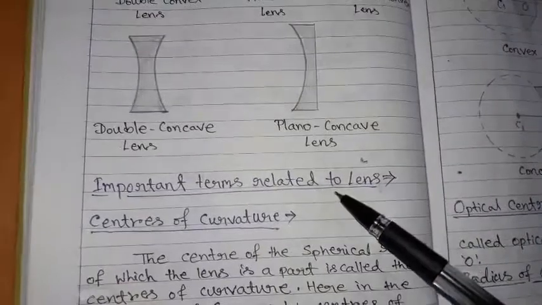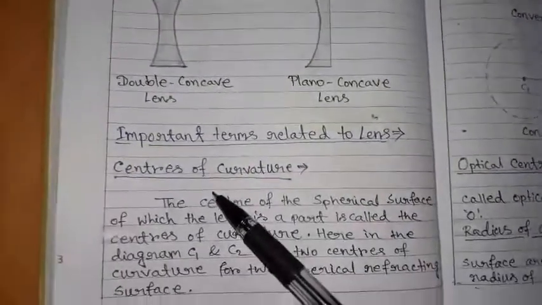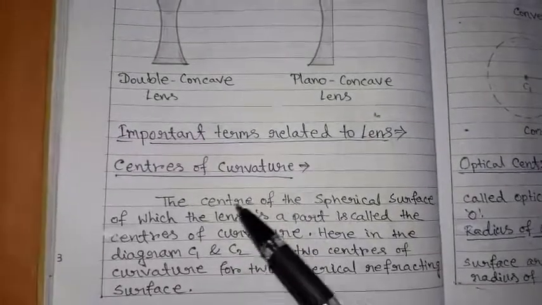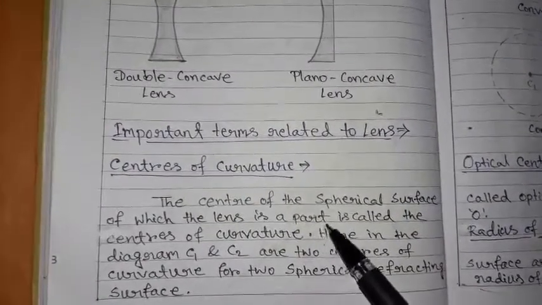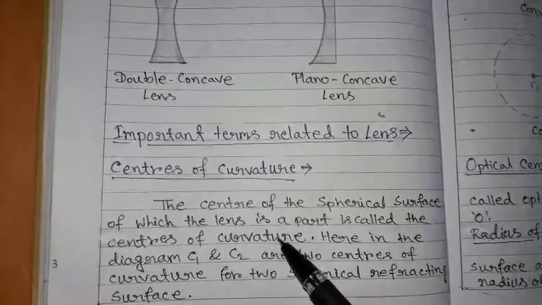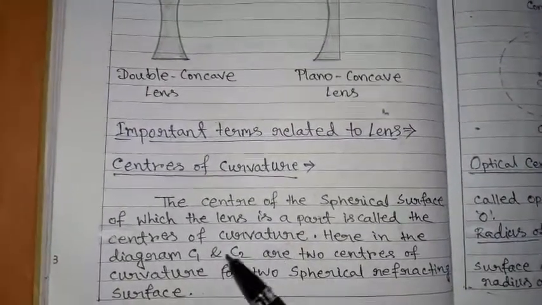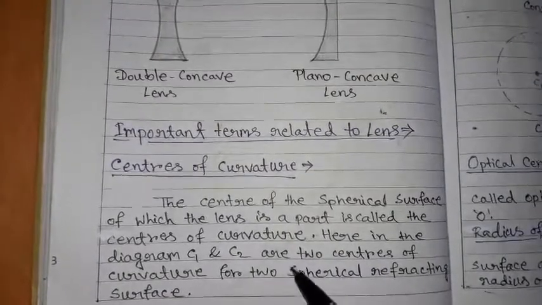Important terms related to lens. First is center of curvature. The center of the spherical surface of which the lens is a part is called the center of curvature. Here in the diagram, C1 and C2 are the two center of curvature for two spherical refracting surface.